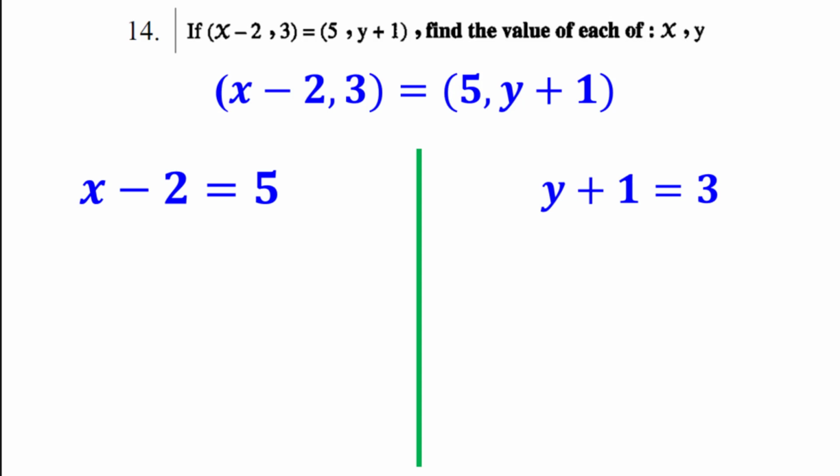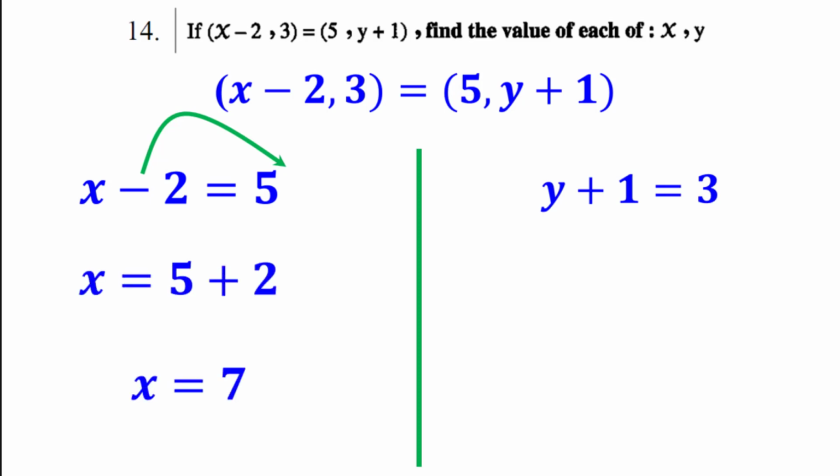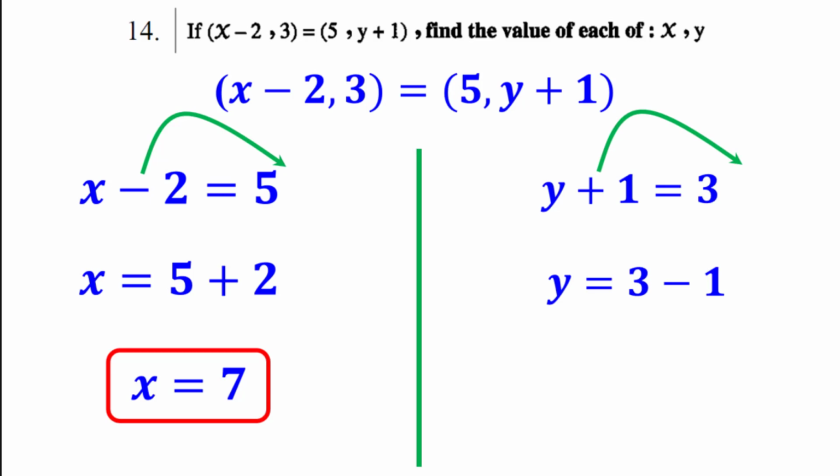To find the value of x, just move negative 2 to the other side in inverse operation. So x equals 5 plus 2, x equals 7. On the other side, y plus 1 equals 3. Move 1 to the other side to be subtracted. y equals 3 minus 1, so y equals 2. Now x equals 7 and y equals 2.